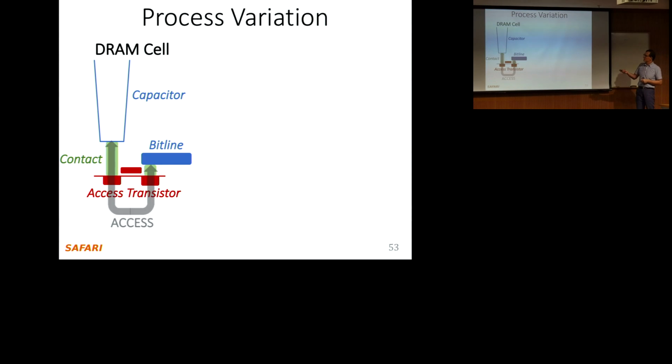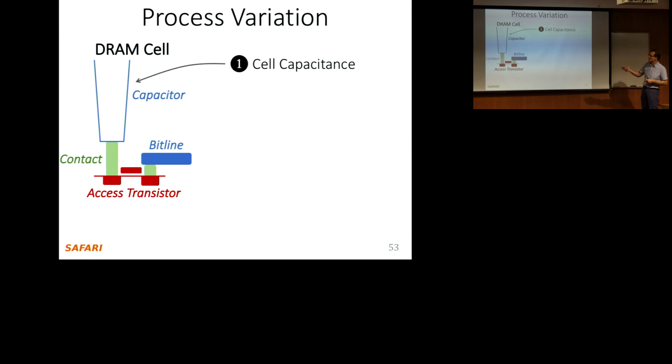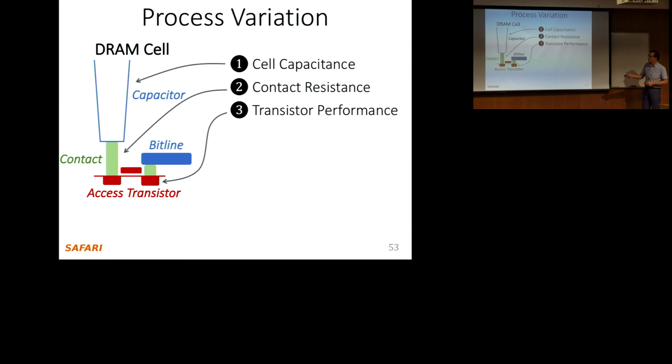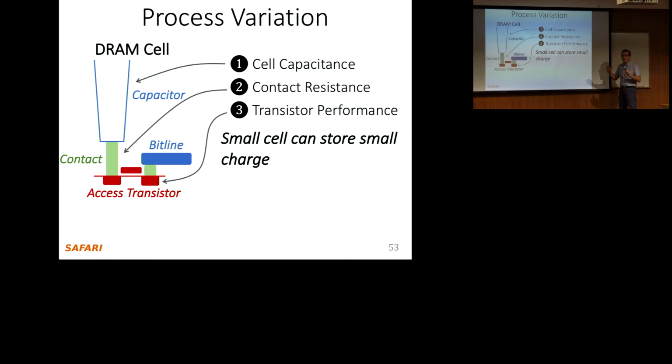So let's take a look at where the process variation comes from. This is how you access the DRAM through the access transistor. You have cell capacitance, certainly, and variation affects the capacitance of a DRAM cell, which directly affects the charge. The contact resistance also has variation, and that directly affects how fast you can access the charge. And there's also the transistor performance, which has variation as well, and that also directly affects how fast you can access. So it's not just the capacitor, it's really a combination of all of these factors that lead to slow or fast cells inherently.